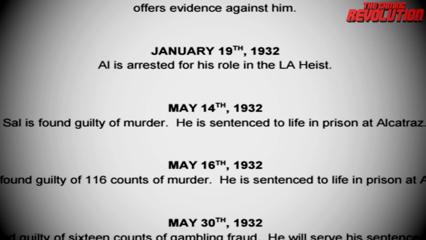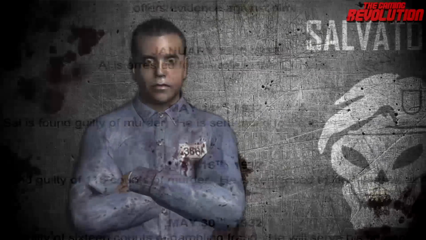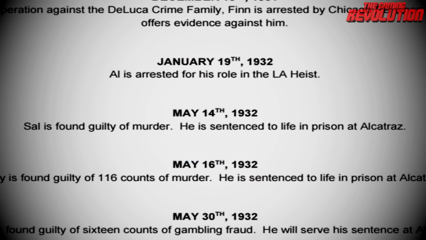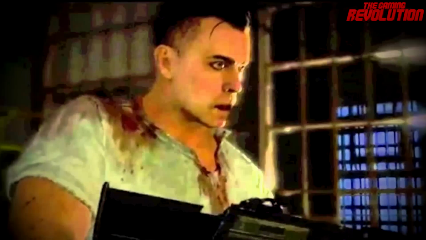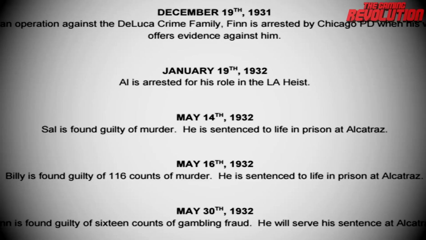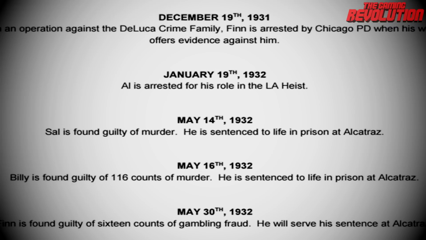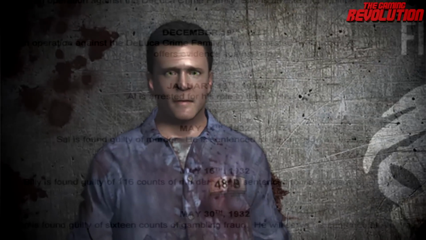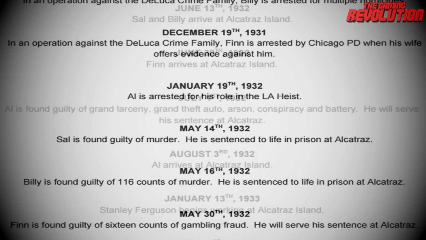On May the 14th, 1932, Sal is found guilty of murder. He is sentenced to life in prison at Alcatraz. On May the 16th, 1932, Billy is found guilty of 116 counts of murder. He is sentenced to life in prison at Alcatraz. On May the 30th, 1932, Finn is found guilty of 16 counts of gambling fraud. He will serve his sentence at Alcatraz.